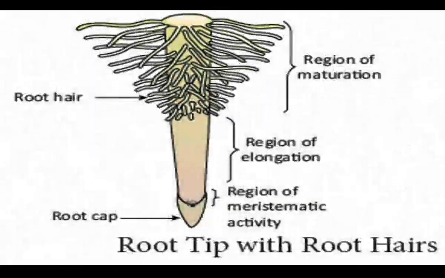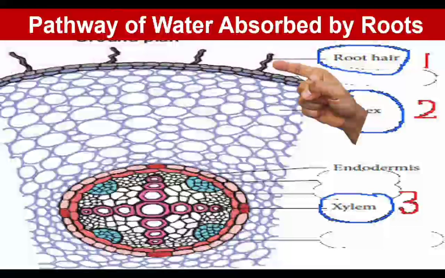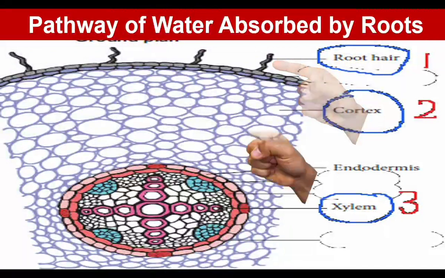This is the tip of a root. Near the tip of roots, millions of root hairs are seen. They absorb water from the soil. Now let us see the pathway of water absorbed by the roots. Root hairs absorb water. The water moves through a particular way. The water is transported to the cortex due to osmosis.